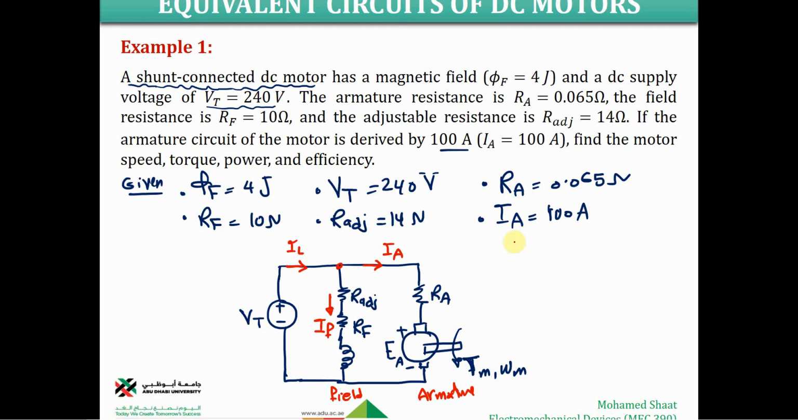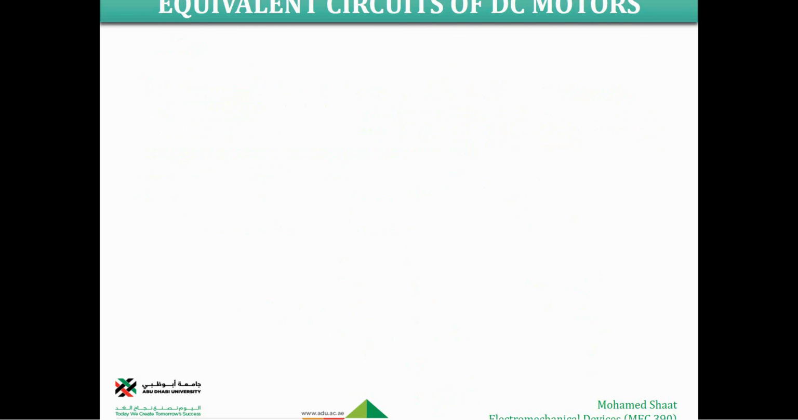It is required to find omega m, the speed of the motor, and the torque Tm of the motor, the output power of the electrical motor, the mechanical power, and the efficiency of the motor, how much it is. Okay, so to do so, your objective is just to use the equations that we derived before. We derived three essential equations: one equation for the field circuit, one equation for the armature circuit, and one equation for the mechanical load. Then we calculated the efficiency and the other things, right? So let us do the same.